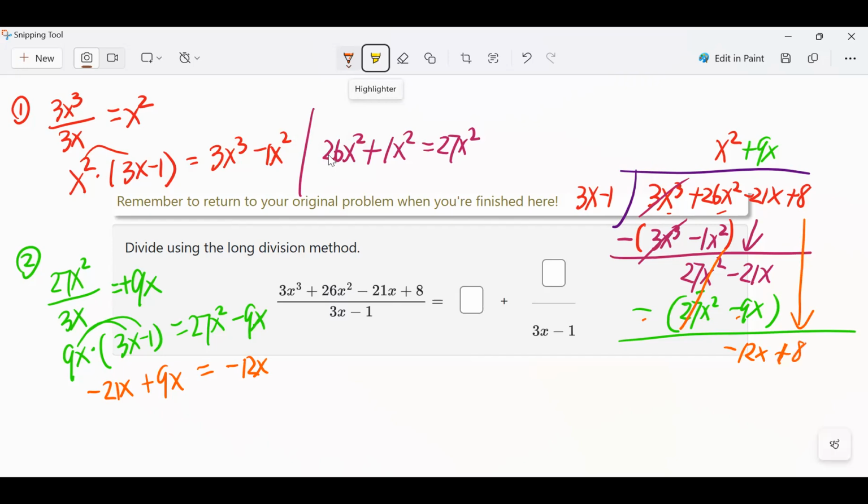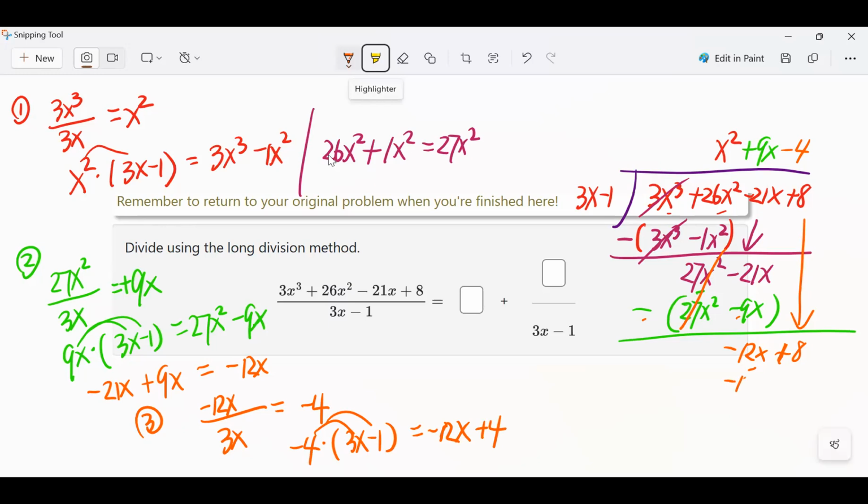Now repeat that process, right? One more time. We take the leading term here, minus 12x, over the leading term here, 3x. Simplify, you get minus 4. And that will be the last term, last constant, we get minus 4. Now multiply minus 4 by the divisor, 3x minus 1. Distribute it, get minus 12x, adding 4.